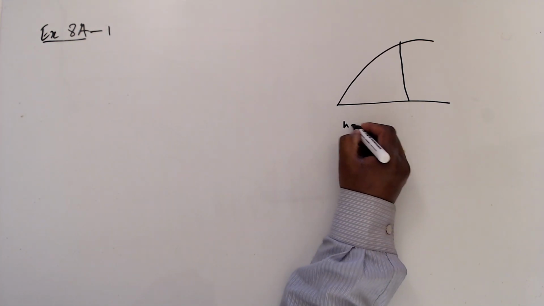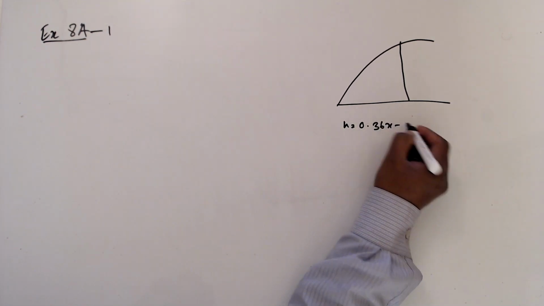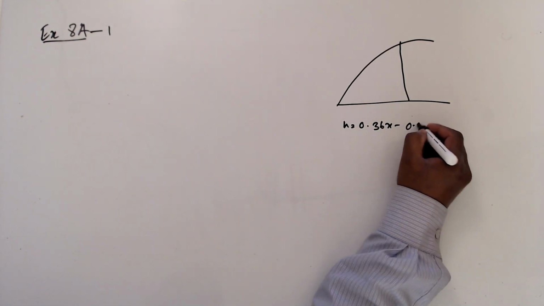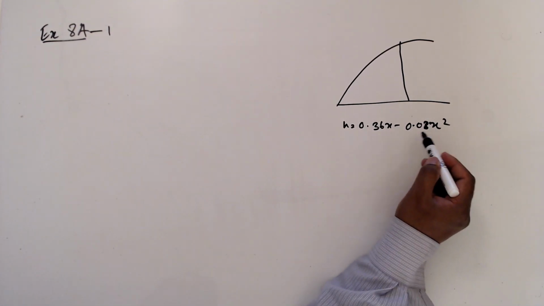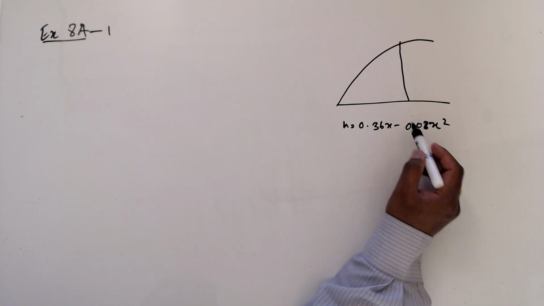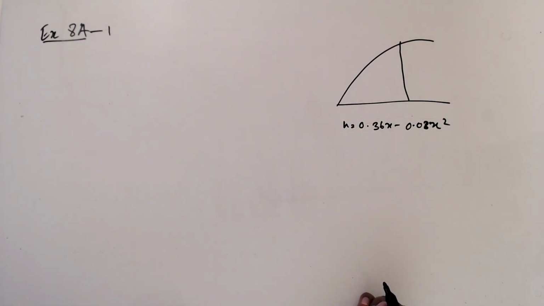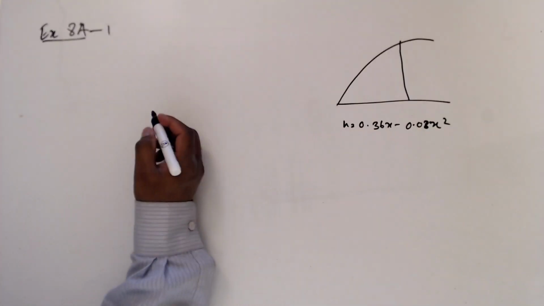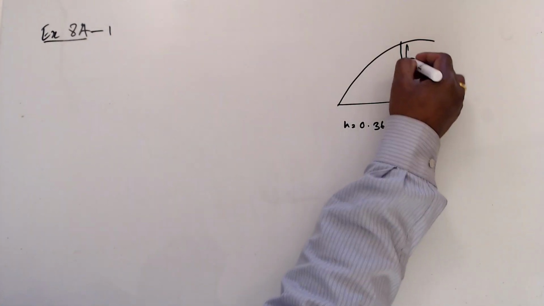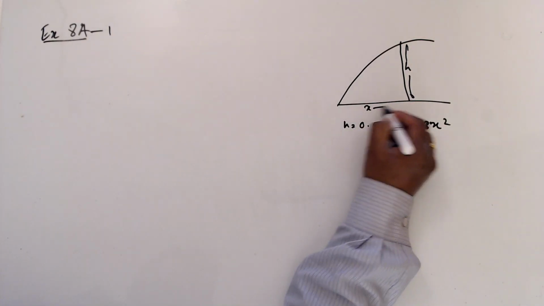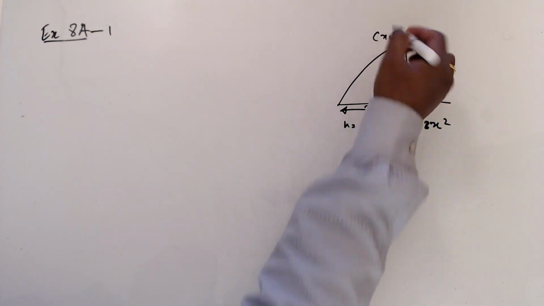It is h equals 0.36x minus 0.03x square. So you can see that this x square coefficient is negative. Then we know that this is going to be a quadratic curve with a maximum. So this height is h and this length is x. Then the coordinate of this point is x and h.